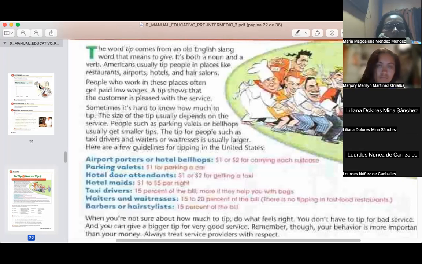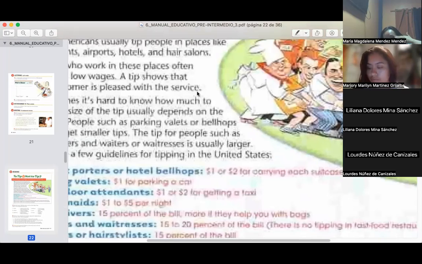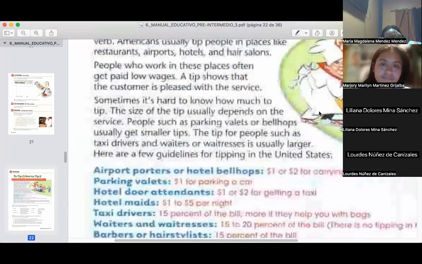Casi no miro la letra. ¿Será que se puede hacer más grande? ¿Por dónde iría?